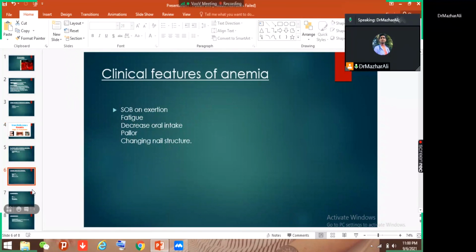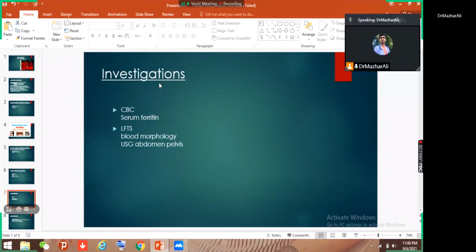The patient presents with these symptoms. And what investigations will we do in an anemic patient? First of all, we do CBC to check for micro or macro, serum ferritin to check the iron load in the body, and LFTs to check liver function, because sometimes the liver produces so much hepcidin. Then blood morphology to check for any abnormal cell size or morphology, and we do ultrasonography of the abdomen and pelvis to see any splenomegaly or hepatomegaly, because sickle cell anemia leads to hepatomegaly and splenomegaly as well.